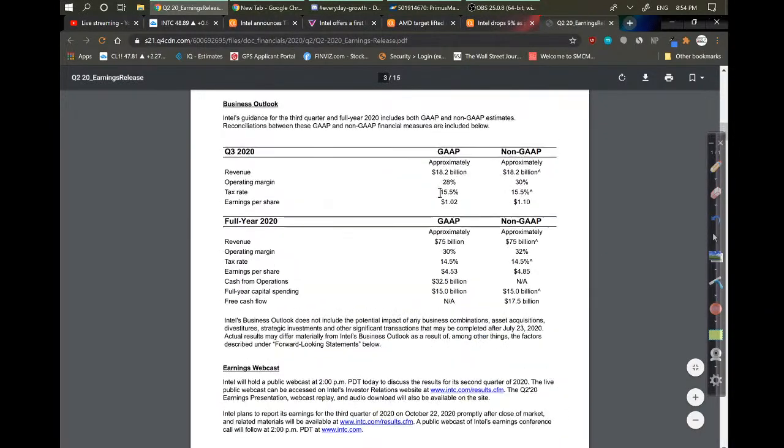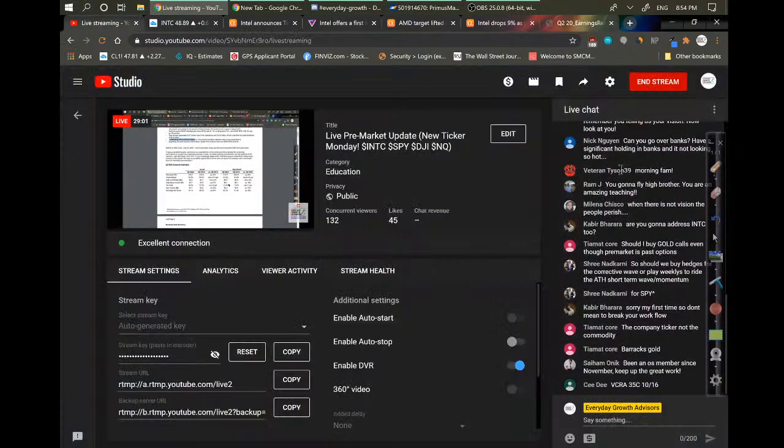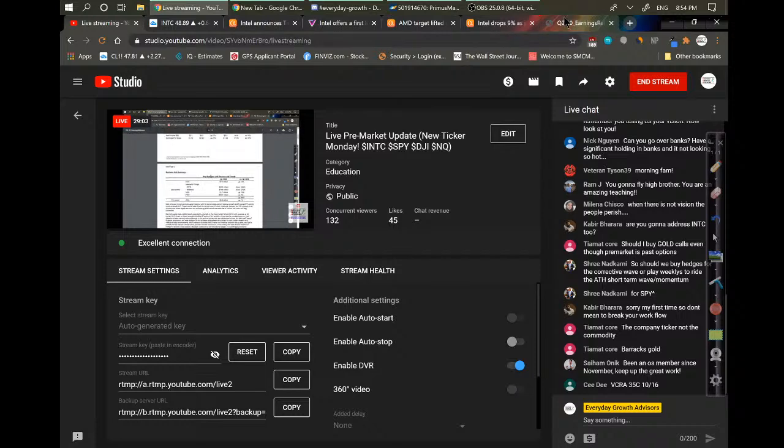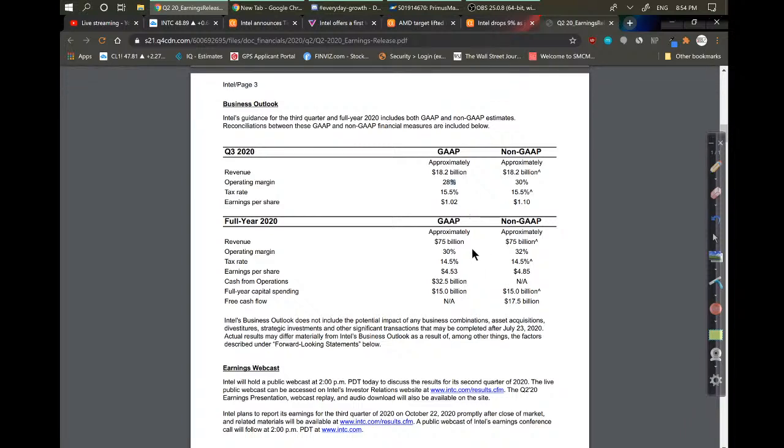And business outlook. Here's the guidance for Q3. They're expecting about 18.2 billion in revenues, operating margins at 28%, tax rate 15.5%, earnings per share at $1.02. And then for the full year guidance, they're expecting $75 billion in revenue. That's more than the majority of the chip companies. I don't think that AMD comes close. I believe AMD is a very small part of the market share.